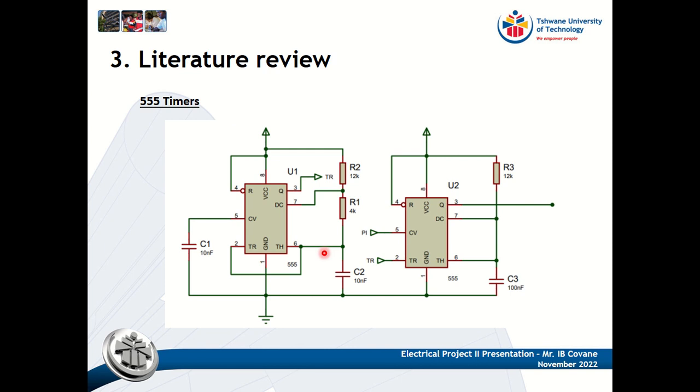When we're looking at the literature review, we know that we have two 555 timers. The first 555 timer is astable. It has 2 capacitors and 2 resistors. The astable will be generating our switching frequency. Then the second 555 timer is a monostable, whereby we'll be generating our duty cycle using this capacitor and this resistor. There are some formulas for it. I will show you as time goes.